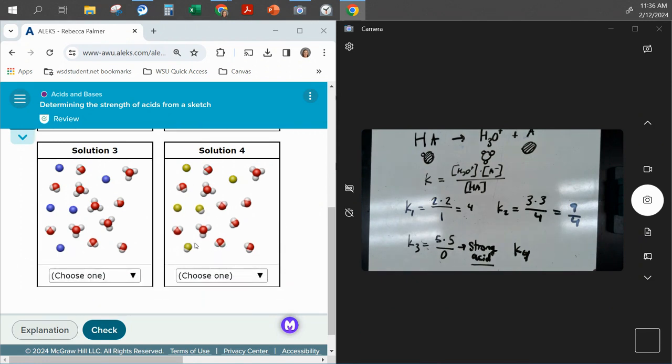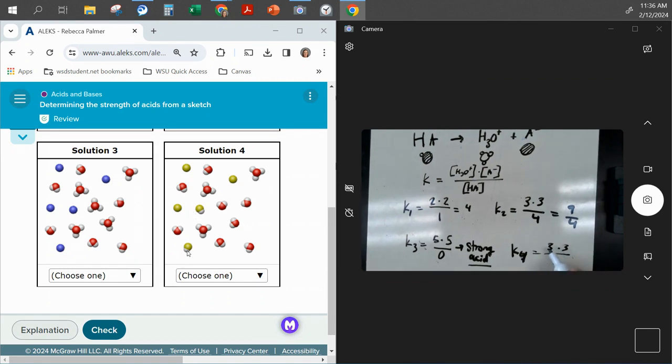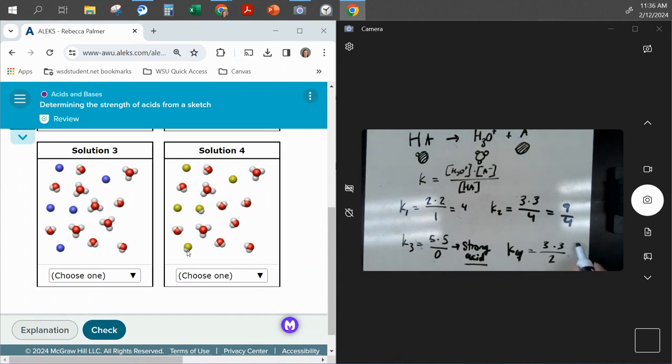Okay, next one, we have hydronium. 1, 2, 3 hydroniums. We have 1, 2, 3 conjugate bases. And we have 1, 2 conjugate acids, 2 original acids. So this is 3 times 3 is 9, divided by 2, 9 halves.